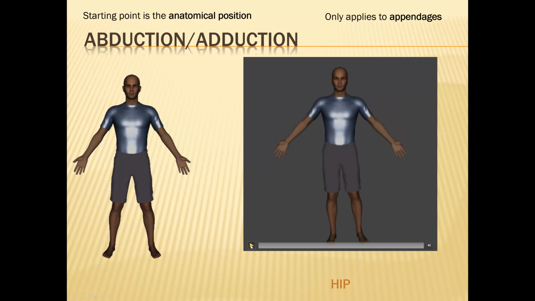So abduction would be moving the hip away from the midline of the body. And again, we're in the frontal plane, so we're moving side to side. We're not actually moving anterior or posterior. Adduction of the hip would be bringing it back. Abduction would be taking it away. Adduction would be bringing it back. All right, so that's abduction, adduction.